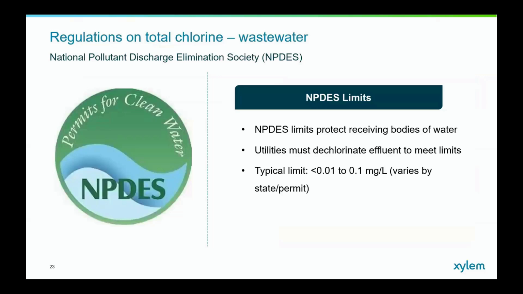The MPDES regulates the amount of total chlorine that can be discharged from wastewater facilities. Typical limits vary from 0.01 to 0.1 milligrams per liter, depending on the state and the permit. Utilities are responsible for dechlorinating wastewater before it is discharged in order to protect the environment.